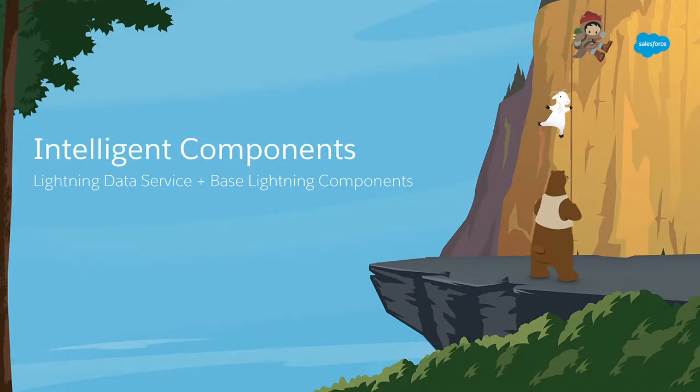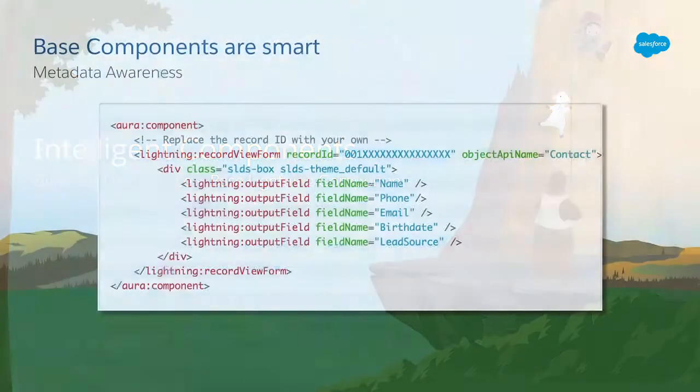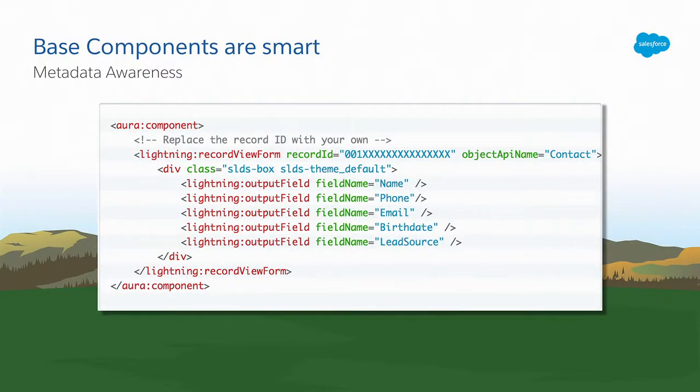Intelligent components. So if I've got Lightning Data Service and it's underneath the covers of everything that we do now, wouldn't it be cool if I wouldn't have to even do that whole jumping through hoops to say, okay, get the record from this and then pass it to another force record data and have it go off to the server and come back? Wouldn't it be cool if we could just begin to make our components intelligent? And that's what we are doing. We are making them metadata aware.